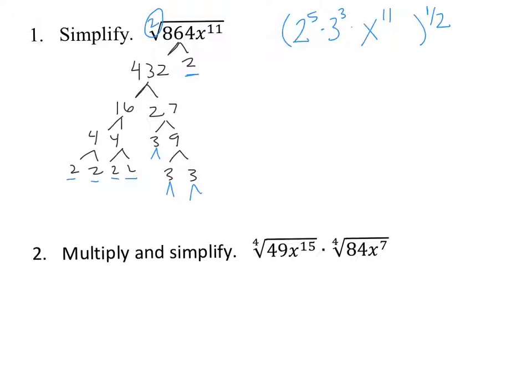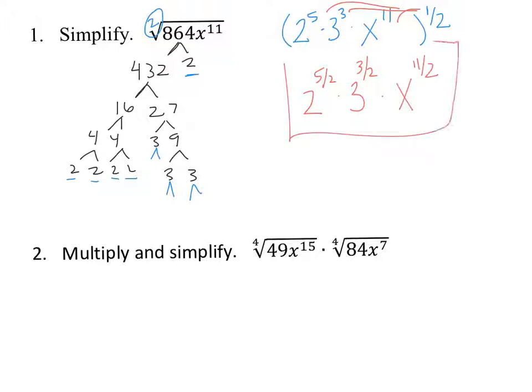Now it's just the same thing that we have been dealing with. So I have my power to a power. So the answer would be 2 to the 5 halves times 3 to the 3 halves times x to the 11 halves. And this is how I would leave my answer.